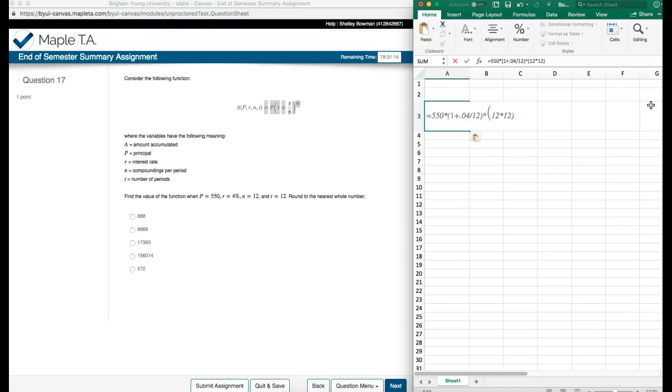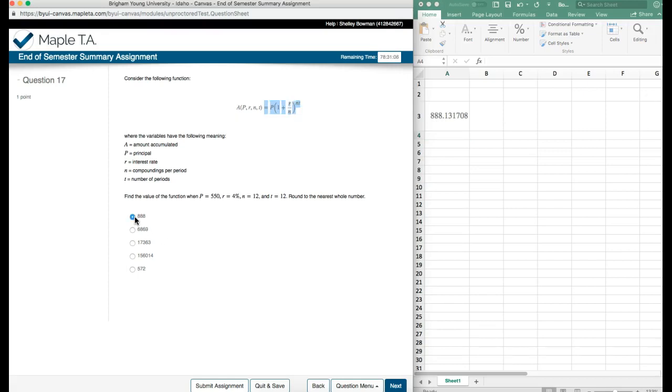But let's press enter and just see if the formatting worked. There we go. So I round to the nearest whole number. It gives me 888. And there's my answer right there.